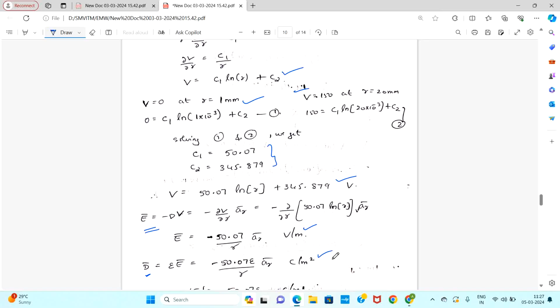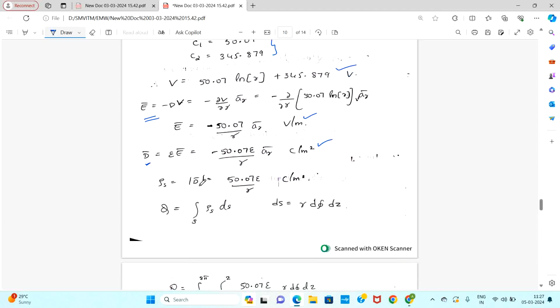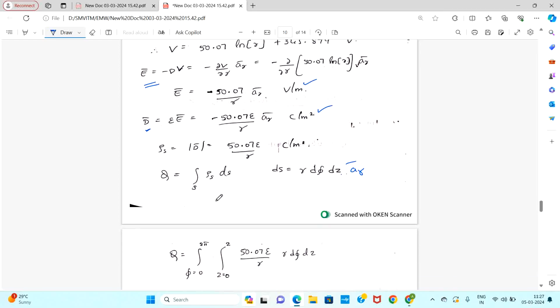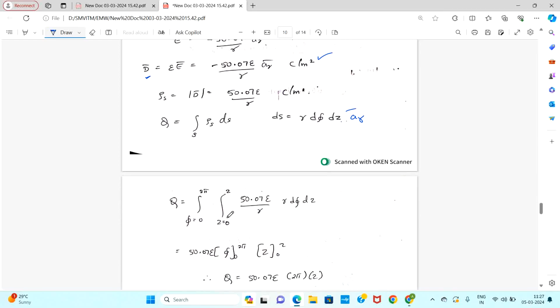Okay. And from D, the magnitude of D will give you rho s. And again, you have an R component here. So we are going to do the integration, and we are taking it in the R direction. So it should be R d phi dz. Substitute that into the integration. And here phi is 0 to 2 pi.